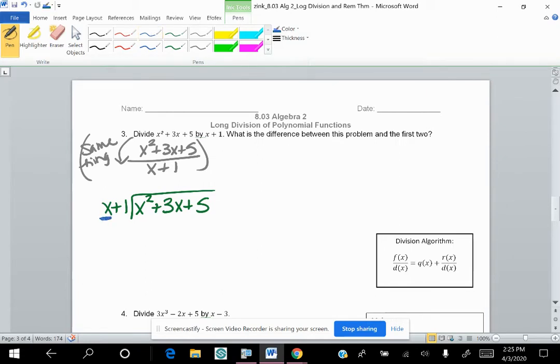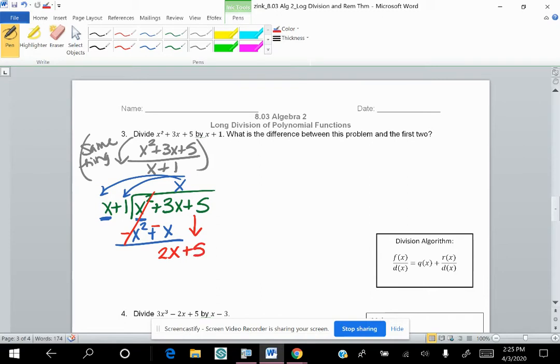So if we just focus on the x, ignore the plus 1, x times what gives us x squared? Well, that's going to be x. And then we're going to take x and rainbow multiply. X times x is x squared, plus 1 times x is x. Whenever we're subtracting, we have to change all the signs. So I have 3 minus 1 is 2x. These cancel. Bring down my next term.